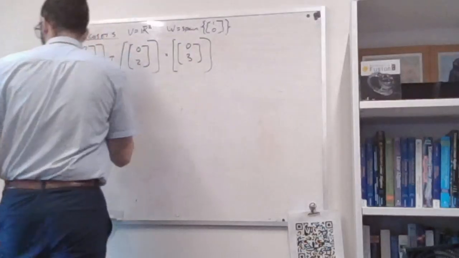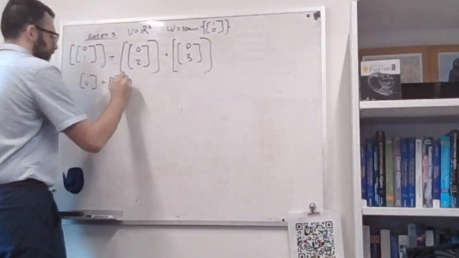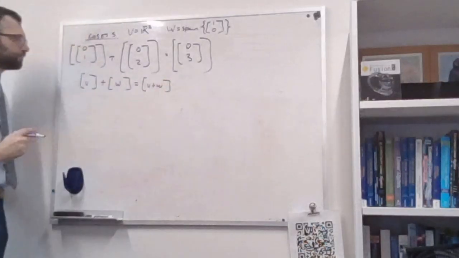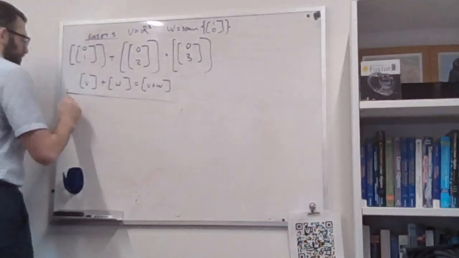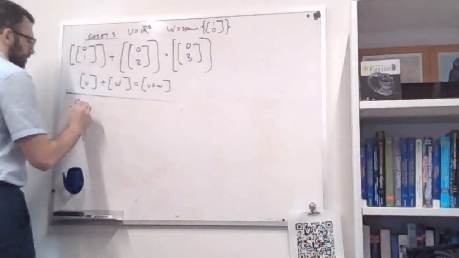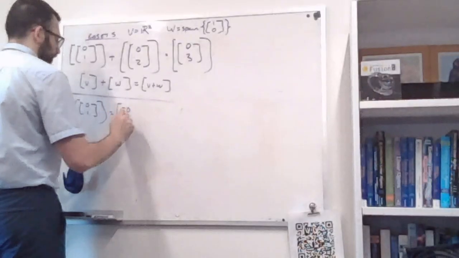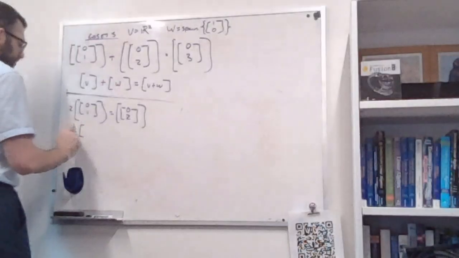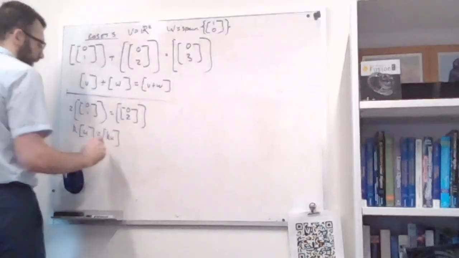So in general, what we're defining is that the equivalence class of V plus the equivalence class of W is the equivalence class of V plus W. That's how we're defining addition. For scalar multiplication, we're doing something very similar. If I do 2 times the equivalence class generated by 0, 1, I'm going to get the equivalence class generated by 0, 2. And in general, K times the equivalence class generated by U is the equivalence class generated by KU.